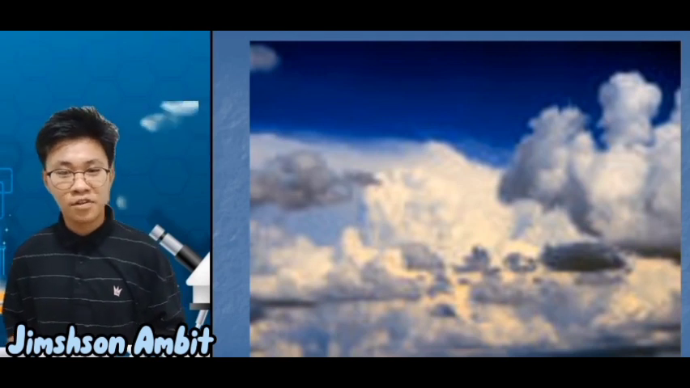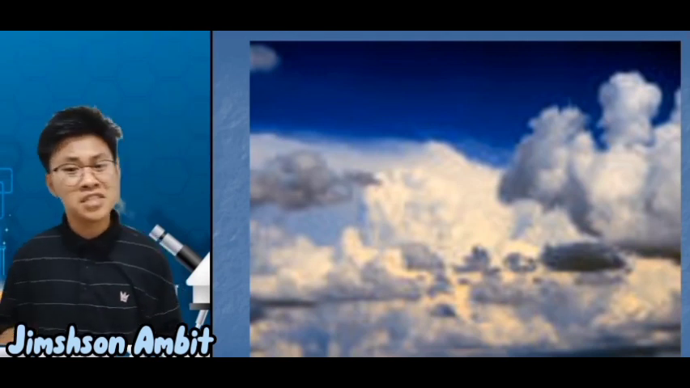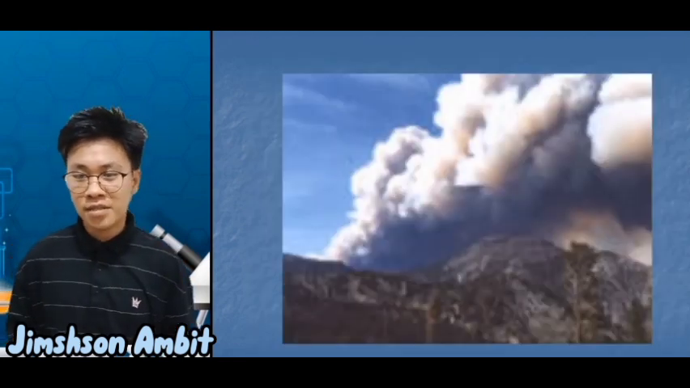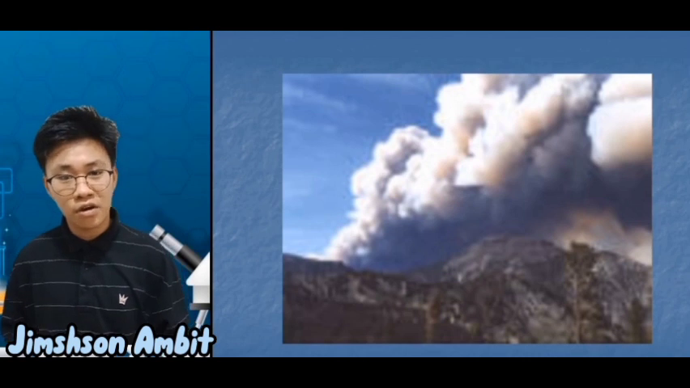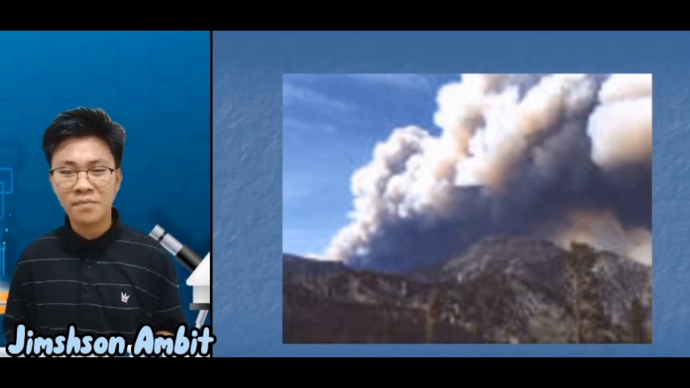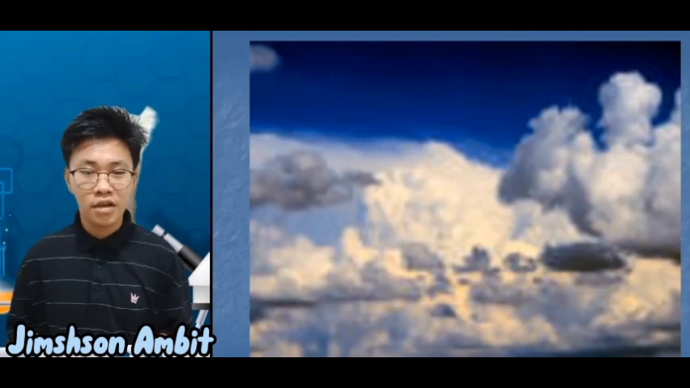Let's have another example. Another example is fog. Fog is another example of a colloid. It forms when water vapor condenses into tiny droplets in the air. Those droplets remain suspended and scatter light, causing the fog to appear opaque or cloudy.